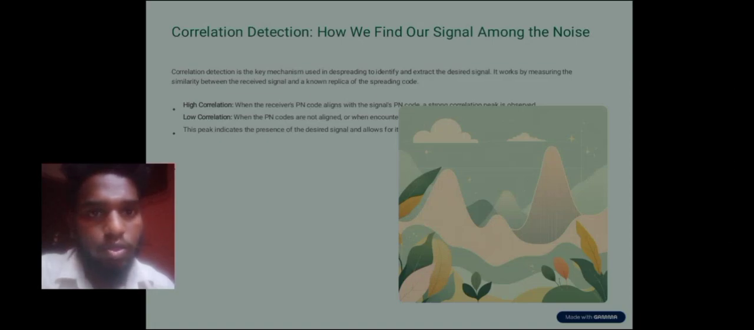This correlation detection is divided into two types. One is high correlation and another one is low correlation. High correlation is when the receiver generates a PN code similar to the transmitter's PN code. That condition of relation is considered high correlation. Low correlation is when there is a gradual change between the receiver-generated PN code and the transmitter-generated PN code. This condition is called low correlation.